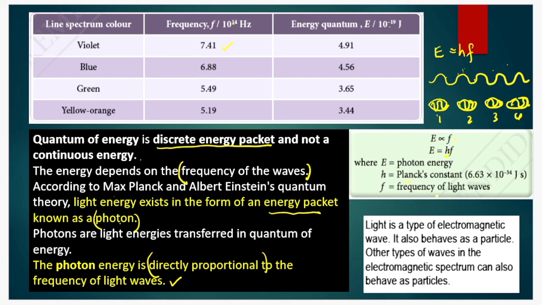Light is a type of electromagnetic wave. It also behaves as a particle. Other types of waves in the electromagnetic spectrum can also behave as particles.